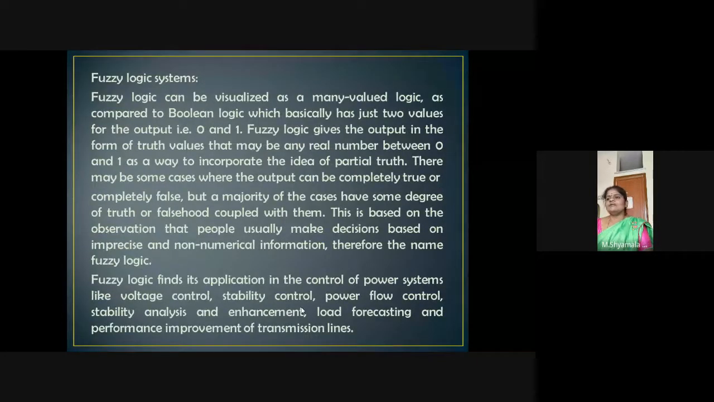Next one is fuzzy. Fuzzy logic can be visualized as many-valued logic, as compared to Boolean logic, which basically has just two values of output, zeros or ones. Fuzzy logic gives the output in the form of truth values that may be any real number between 0 and 1, as a way to incorporate the idea of partial truth. There may be some cases where the output can be completely true or completely false, but the majority of the cases have some degree of truth or falsehood coupled with them.